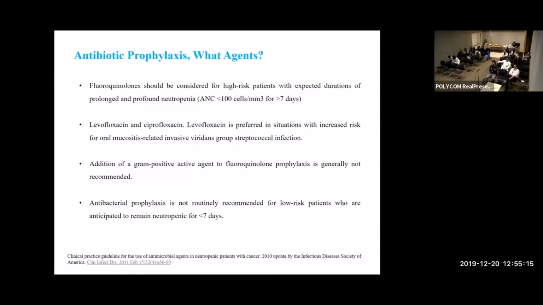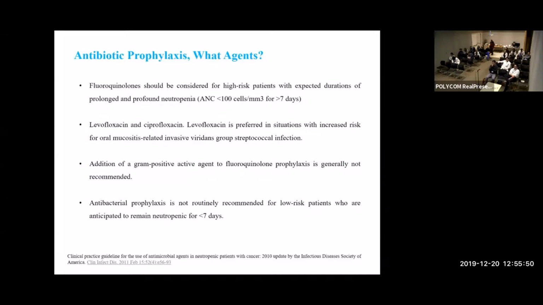If the patient has severe mucositis and we're going to give a quinolone, then we should consider levofloxacin instead of ciprofloxacin, because we know severe mucositis is associated with invasive Streptococcus viridans infections. And then the addition of gram-positive active agents to the quinolone in prophylaxis is not routinely recommended. And prophylaxis is not recommended if the duration of the neutropenia is going to be less than 7 days.